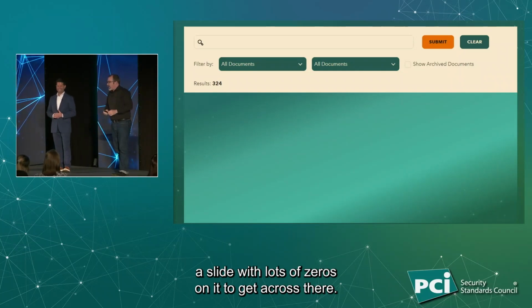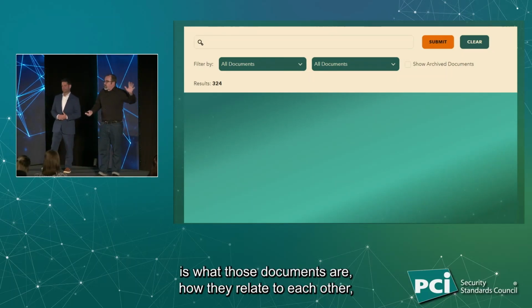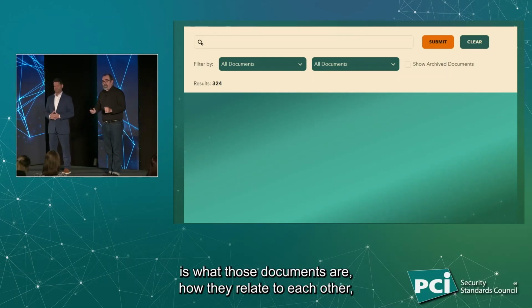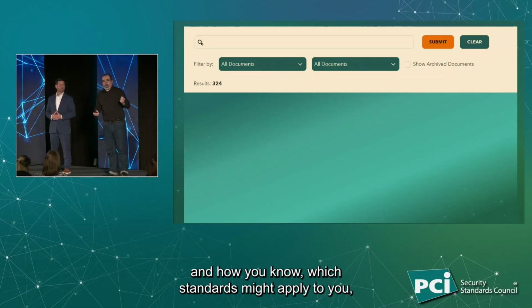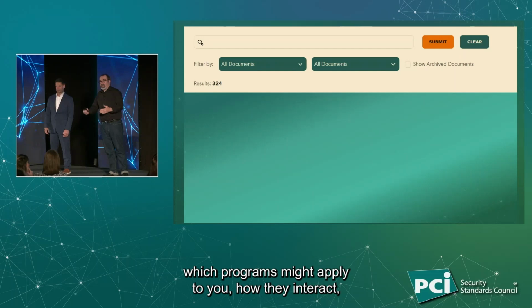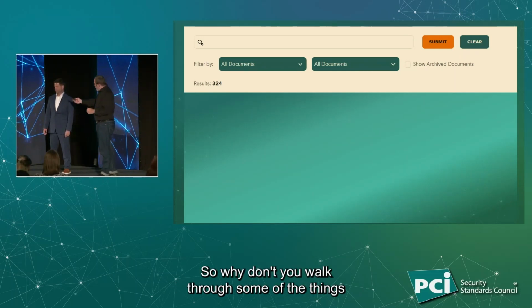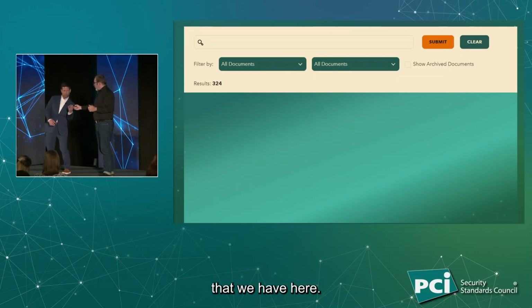So what we're going to be talking about today is what those documents are, how they relate to each other, and how you know which standards might apply to you, which programs might apply to you, how they interact, and how they work. Because there's a lot that we have. So why don't you walk through some of the things that we have here?